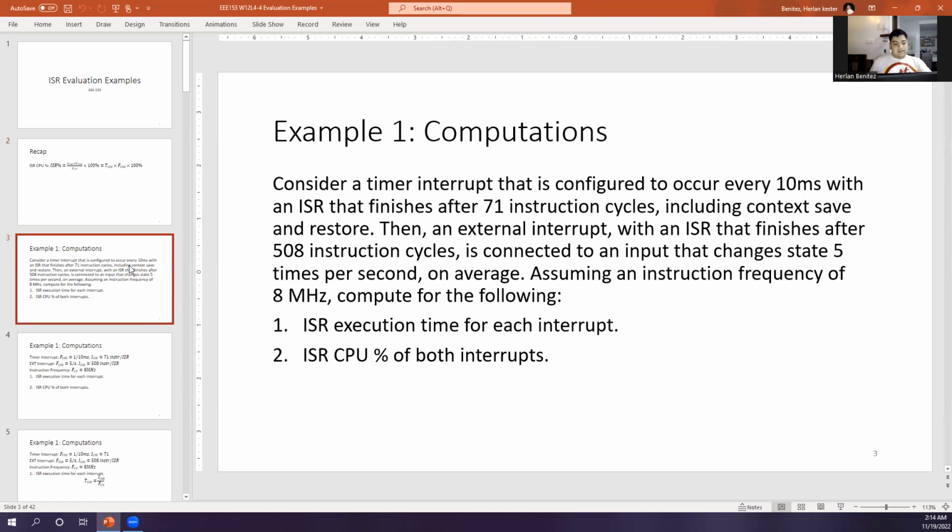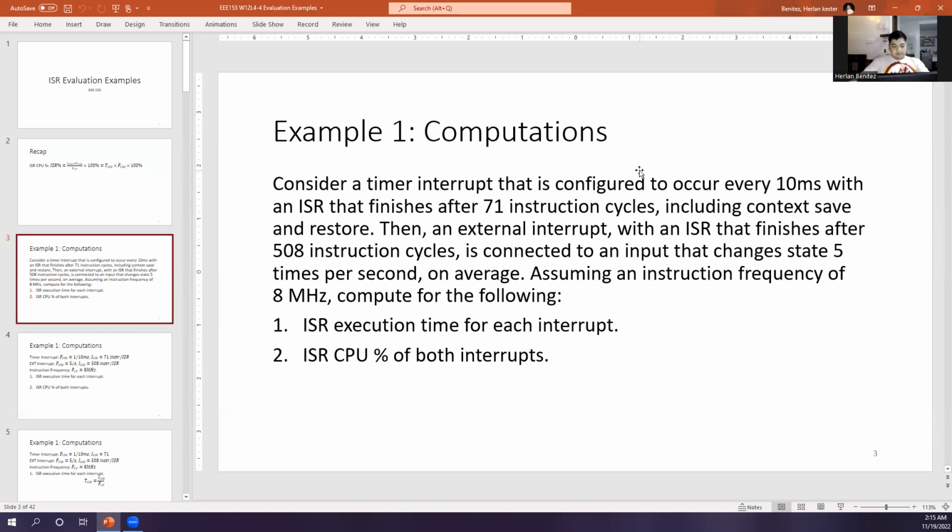First example: consider a timer interrupt that is configured to occur every 10 milliseconds with an ISR that finishes after 71 instructions, including the context save and restore. Then an external interrupt with an ISR that finishes after 508 instruction cycles is connected to an input that changes state 5 times per second on average. Assuming an instruction frequency of 8 MHz, compute the following. Number one, the ISR execution time for each interrupt and the CPU percentage for both interrupts.